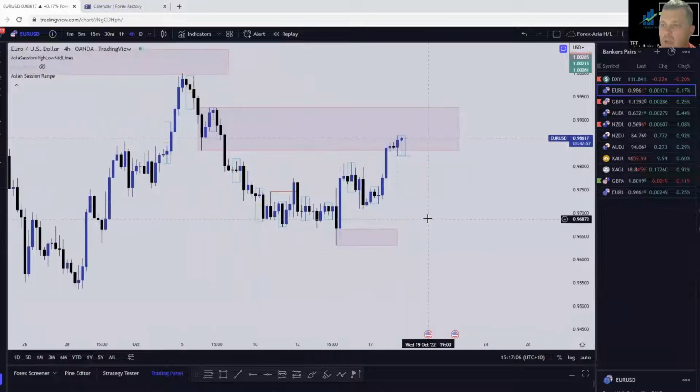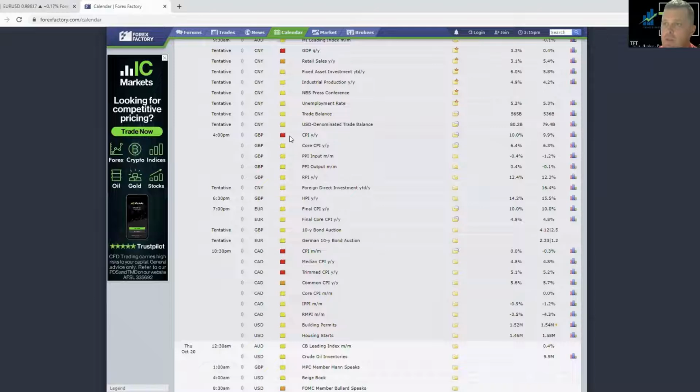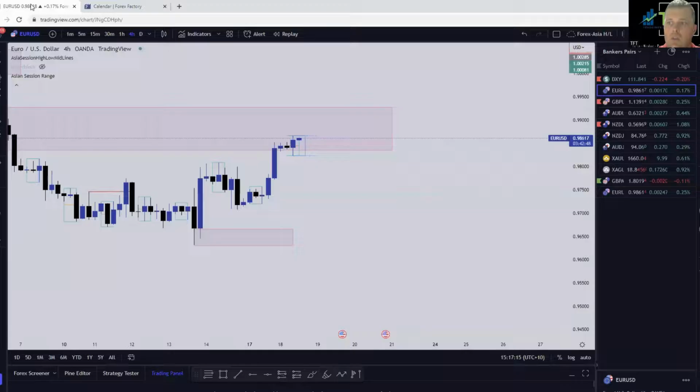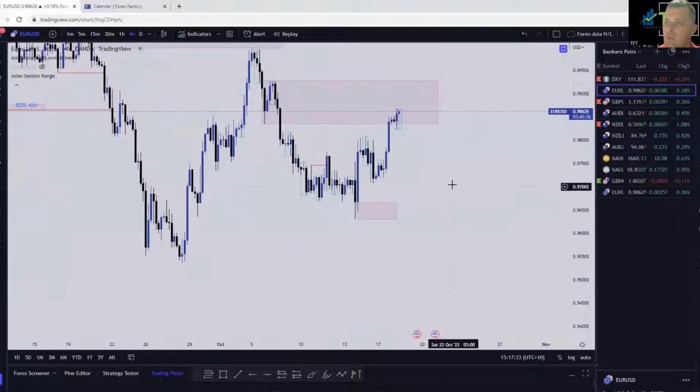But if we look at yesterday's pump, if we look at the time that actually happened, based off the news event that was at 10:30 p.m. Australian time. So again, just goes to show that remember to check your news every time before you're looking at trading. So now Euro at the moment.